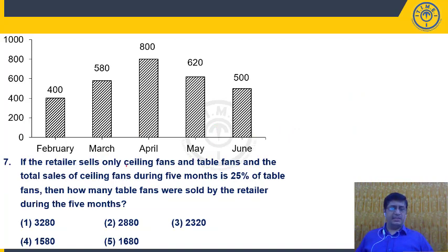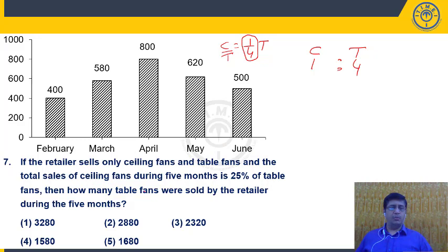Now, if the retailer sells only ceiling fans and table fans, only two types of fans here, and the total sales of the ceiling fans during the 5 months is 25% of the total number of table fans. Ceiling fans is equal to 25% of the table fans. 25% is 1/4 of the table fans. So what is the ratio? Ceiling fans to table fans is equal to 1:4. Am I clear? 25% is equal to 1/4 value.